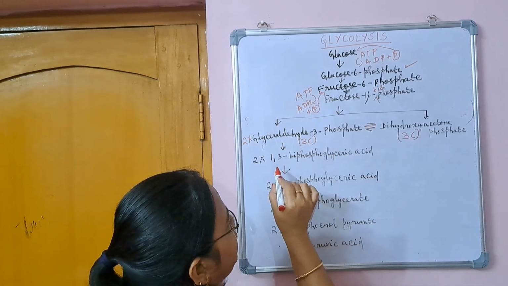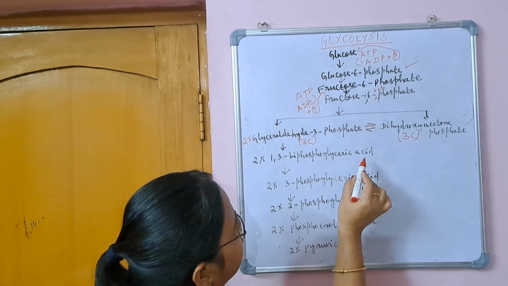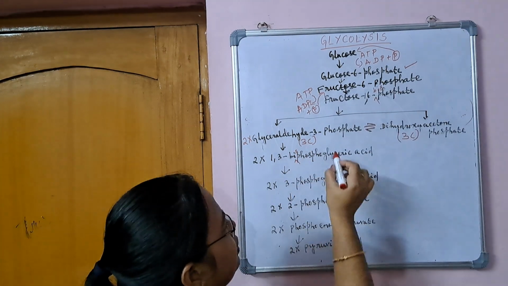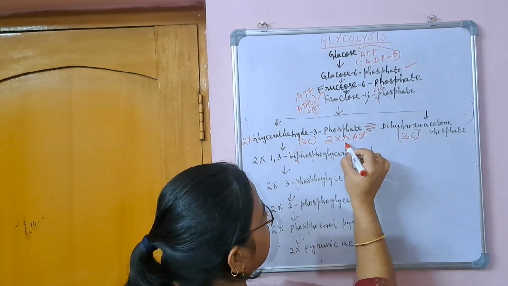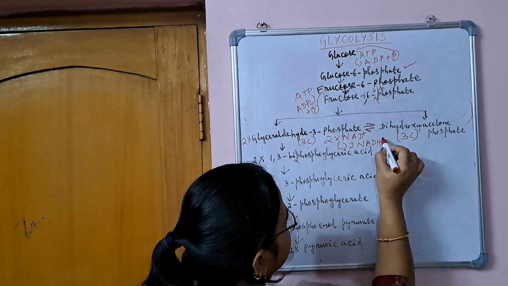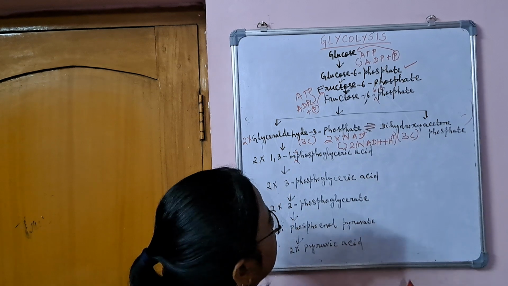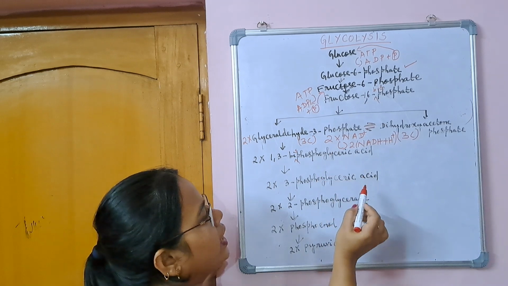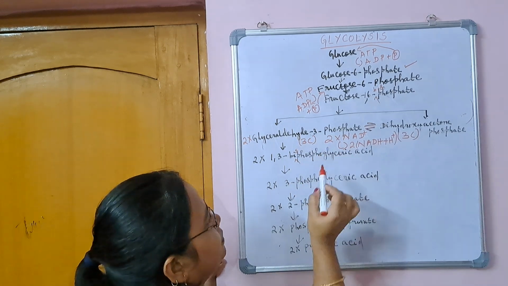Now whenever this glyceraldehyde 3-phosphate gets converted into 1,3-bisphosphoglyceric acid, here I'll be writing 2 NAD plus gets converted into 2 NADH plus H plus. Because 2 of glyceraldehyde 3-phosphate I have taken, because 1 dihydroxyacetone phosphate gets converted into glyceraldehyde 3-phosphate.